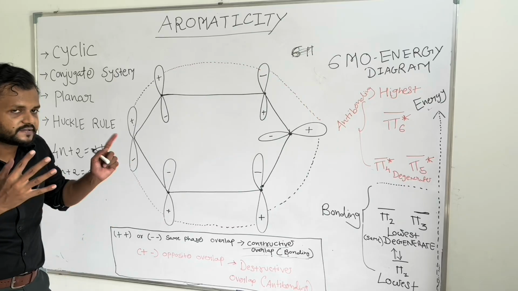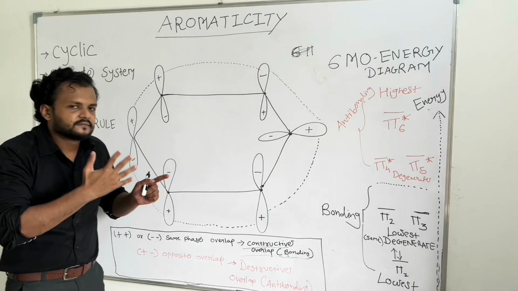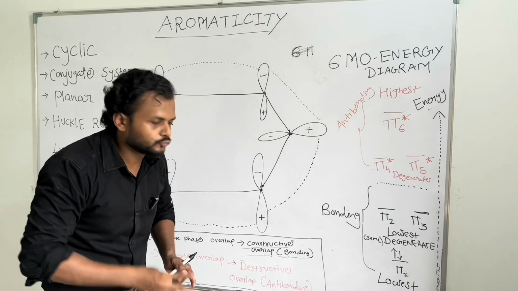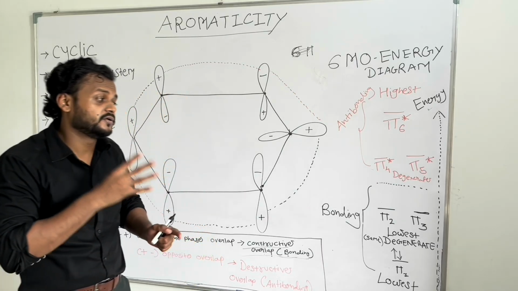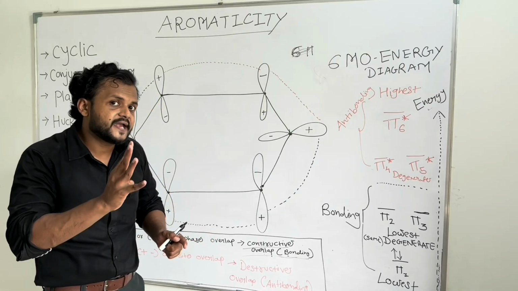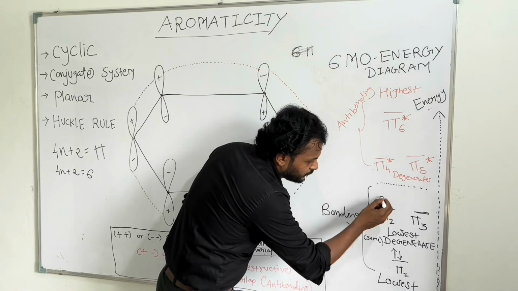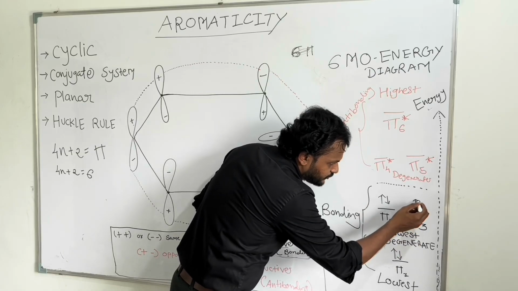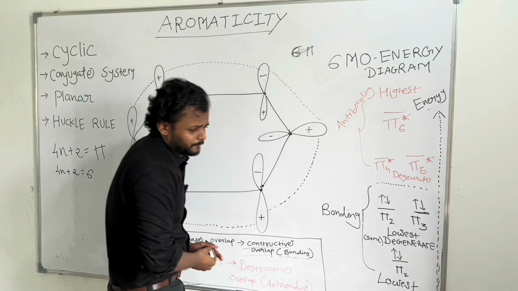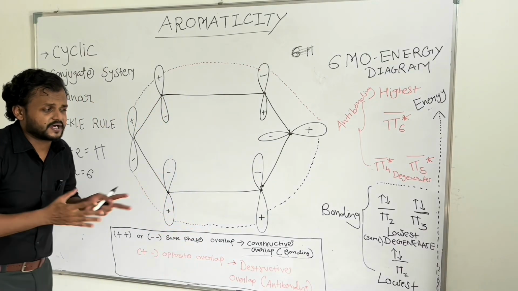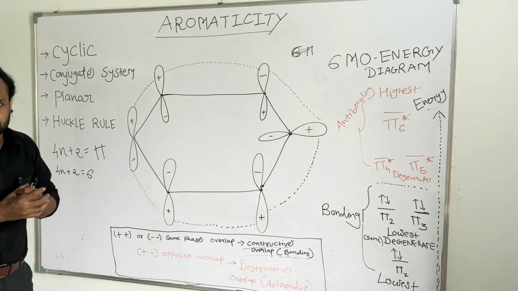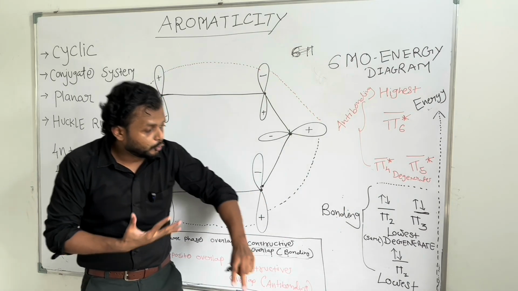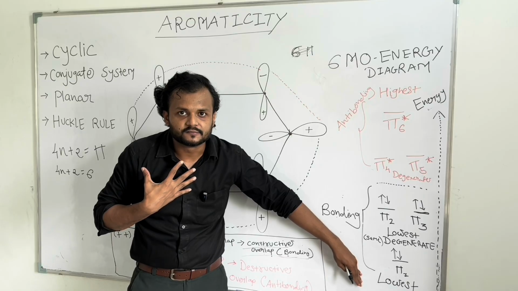Yes, from those 6 electrons, 2 electrons filled in the lowest energy. And how many electrons are now left? 4 electrons left. And now those 4 electrons are going to the pi 2 and pi 3. So 2 electrons are going with pi 2, and the last 2 electrons are going with pi 3. All the 6 electrons are filled in the bonding orbitals, the lowest energy orbitals.